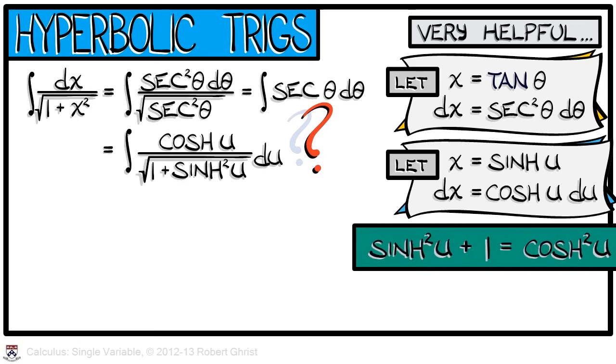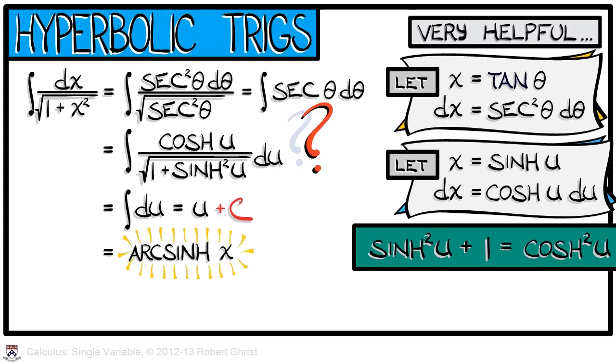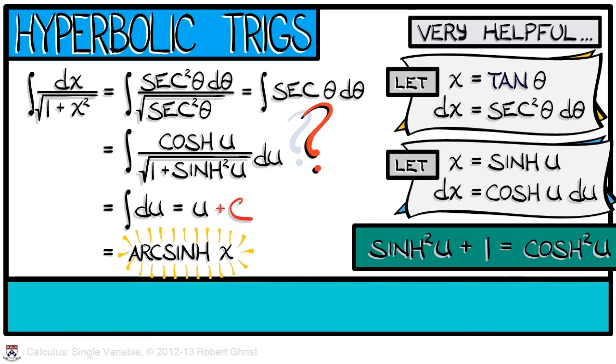Now, keeping in mind that sinh squared plus 1 is cosh squared, this hyperbolic identity, we can eliminate the square root entirely, and we get cosh u over cosh u, which simplifies to the integral of du. That is, u plus a constant, or substituting back in for x, we get the arc hyperbolic sine of x. Wasn't that a simple integral to do?